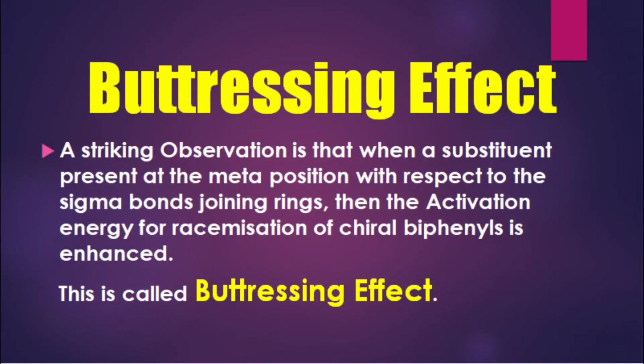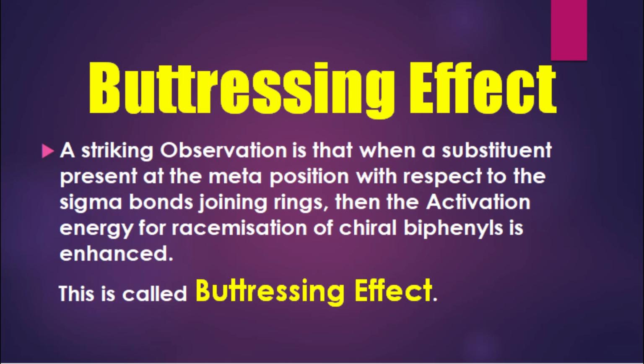Okay. Now I will discuss a very interesting effect regarding the stereochemistry of biphenyls, which is called the buttressing effect. What the buttressing effect tells us is a striking observation: when a substituent is present at the meta position with respect to the sigma bond joining the biphenyl, the activation energy for racemization of these chiral biphenyls becomes very high. If the activation energy for racemization becomes high, then those enantiomers will not racemize among themselves, because they have to cross a higher energy barrier. So this is an important effect which is called the buttressing effect.